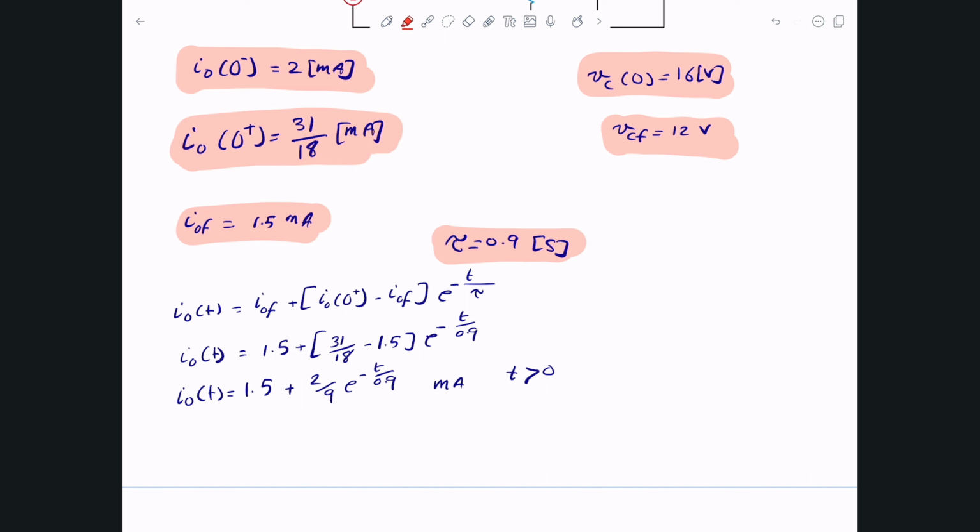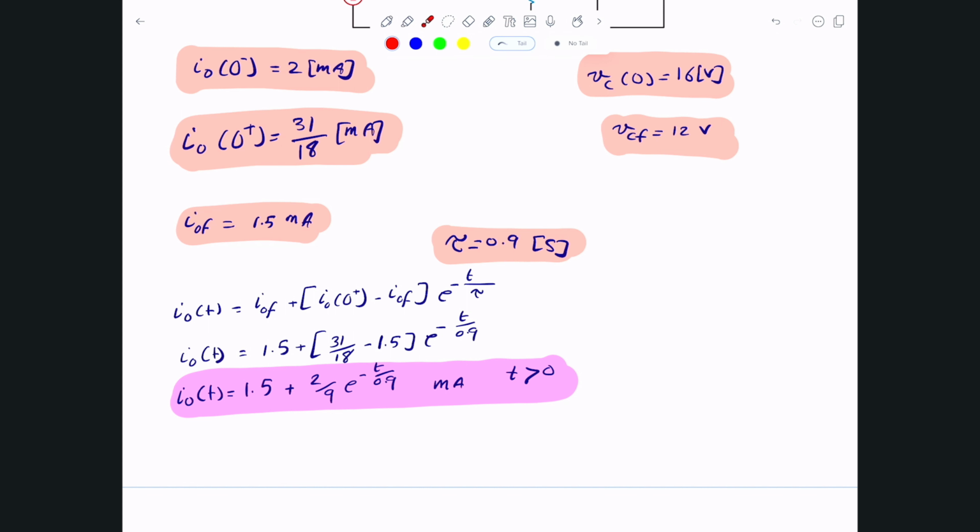So that's what we have in here. That's what we're looking for, that's what we're being asked to compute. You can substitute values and sketch it and do whatever you want. You'll see that if t equals 0, the whole exponential is 1, and it becomes 1.5 plus 2/9. When t equals infinity, that becomes basically 1.5.